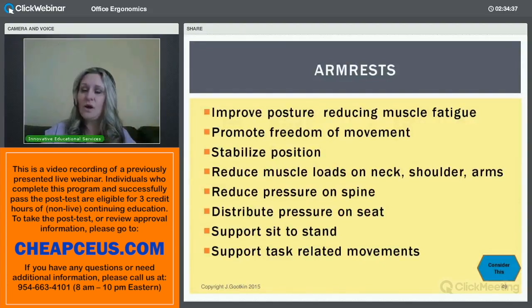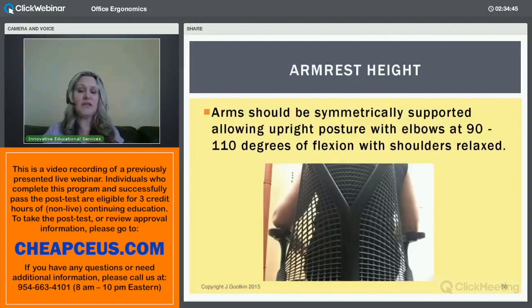So that is how our armrests should be functioning for the individual. And if we look at awkward postures that can develop when someone is sitting in the chair, just take a look at this individual. We're looking at a posterior view of someone sitting, and we see that this individual is laterally shifted. We can see the increased curvature here to try and rest on this armrest here.